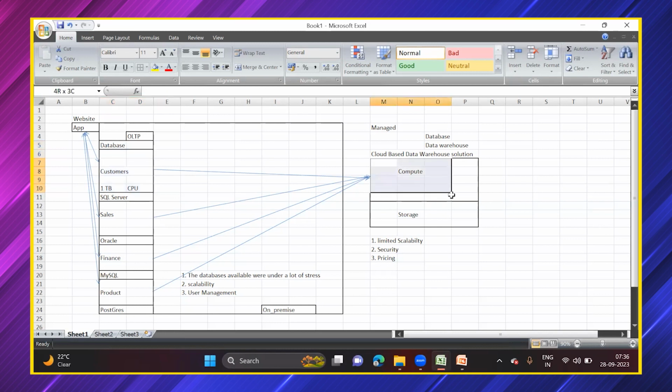Whereas if you talk about the cloud-based data warehouse solution, you can increase or decrease your storage, or you can increase or decrease your compute resources on the fly.